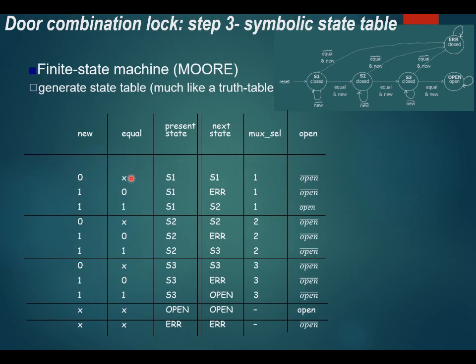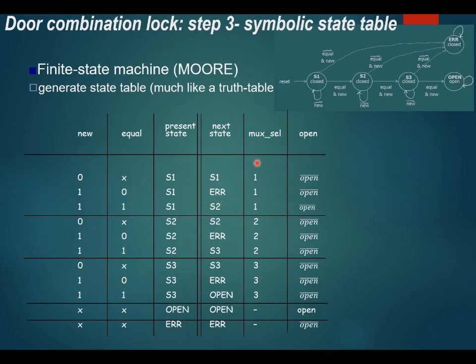So the first one is 0x, because as long as the enter button or the new digit is not entered, we don't care what the equal result is. Okay, then the present state S1 will stay as S1 for the next state, and if the new signal is detected or enter is pressed, but the equality is not there, that means the first digit entered by the user and the expected first digit are not equal, then from S1 the state will move to the error state.